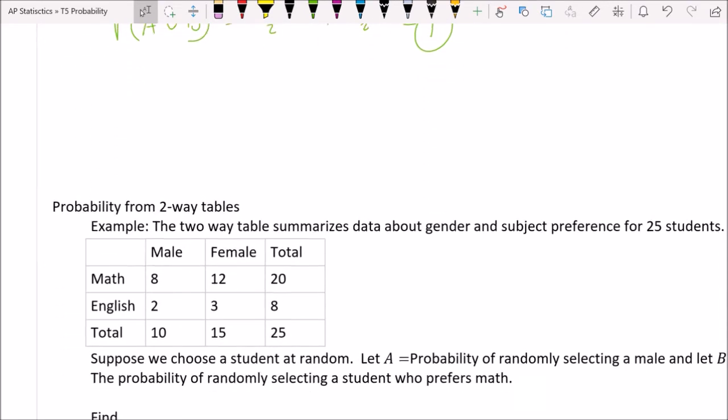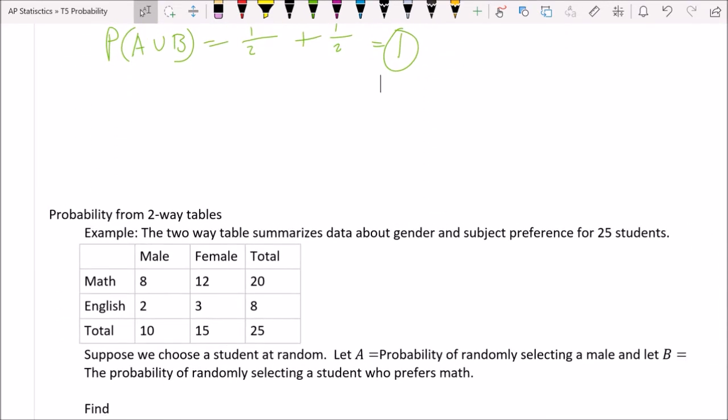All right. We also need to be able to do probability from two-way tables. My suggestion for this section is that you pause the video right now and read the question and write down the table. All right. So here it is. The two-way table below summarizes data about gender and subject preference for 25 students. So meaning, do they prefer to do math or prefer to do English?